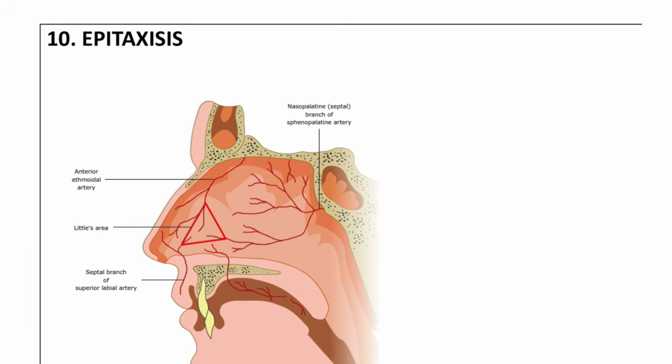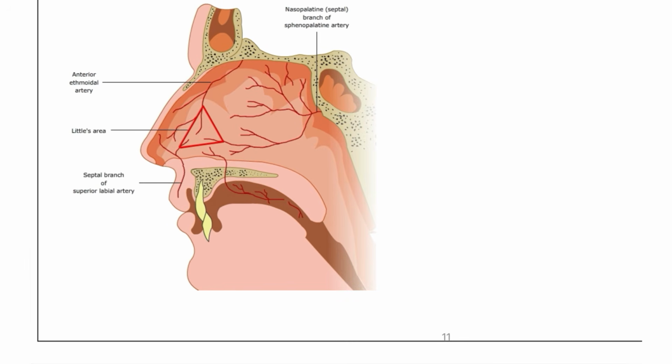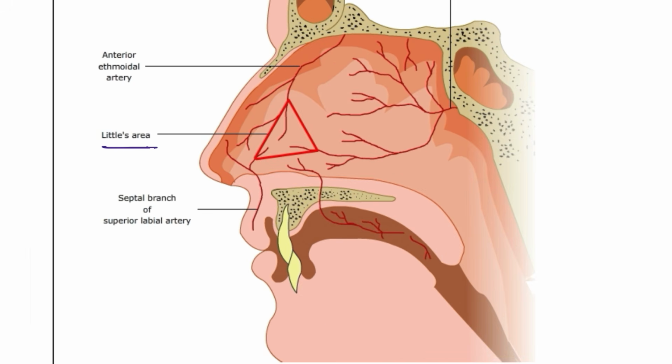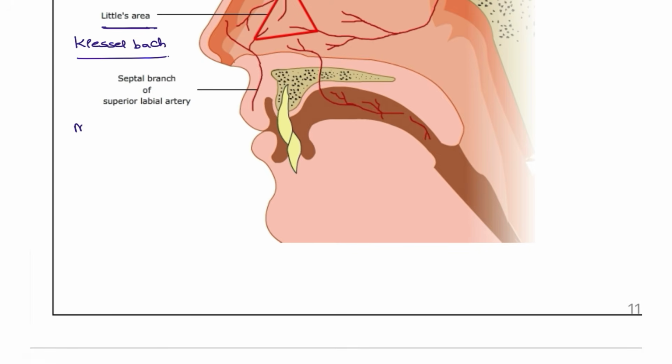Next, epistaxis. The question that can potentially be asked is how the patient will be having the bleeding. Most of the bleeding will be seen at Little's area, which is also known as Kiesselbach's plexus, and it is most commonly seen in children, especially when they are nose picking.